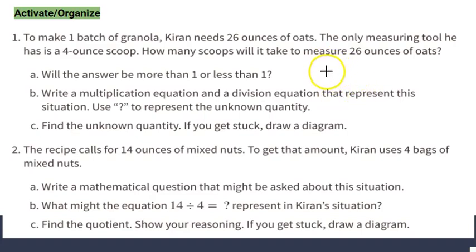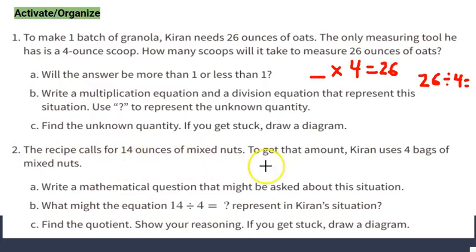Well, you can think of it this way. We don't know how many scoops it's going to take, times the 4 ounces in each is going to get us 26, right? How can we think of it as a division? Yeah, it's just 26 divided by 4 is going to give us the number of scoops. And we can see that in just a second.